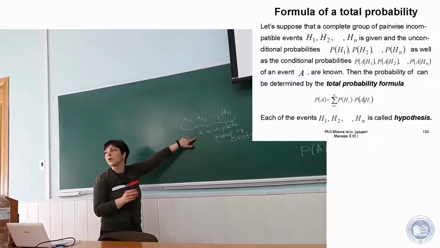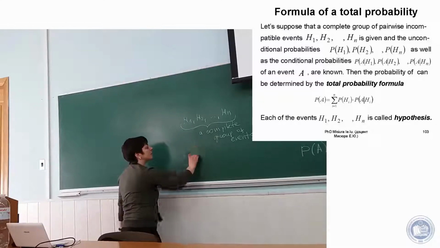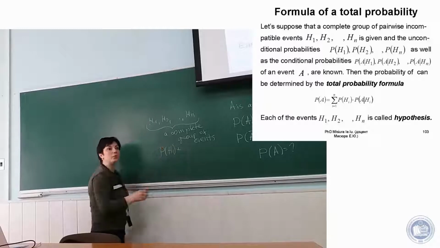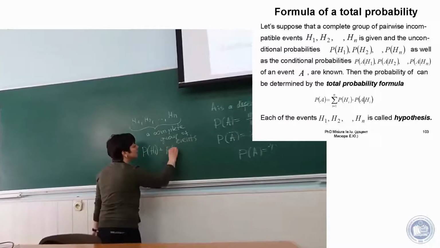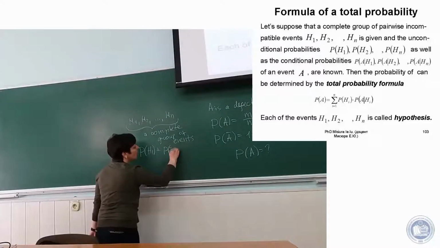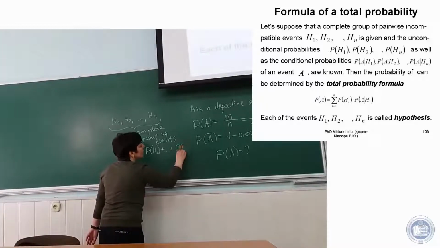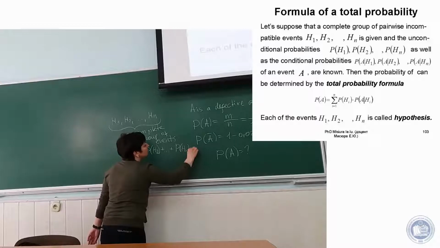How to explain a complete group of events? Please remember, if we add the probabilities of each event, you get what result? 1. Yes, please remember, the addition of all probabilities must be equal to 1.